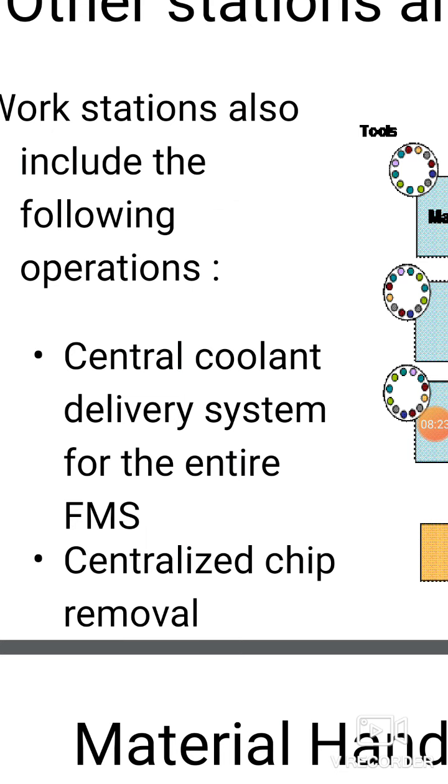The flexible manufacturing system may contain not only the number of workstations, but also pallet changing stations, coordinate measuring stations, storage stations, and material storages. All these are different stations and equipment.